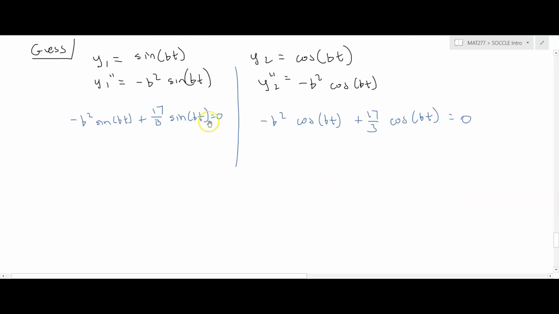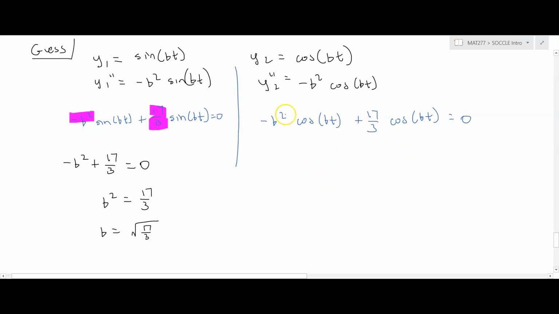Okay, so when we add these two sine functions together, we're going to be adding their coefficients. We're going to be adding negative b squared plus 17 over 3. So that means that we want those coefficients to cancel each other out and add up to 0. So if we solve for b here, we'll have b squared equals 17 over 3. And so b, we said with sine and cosine, we're not going to take plus or minus, we're just going to take the positive square root because of the symmetry of cosine. Similar kind of concept for sine as well.